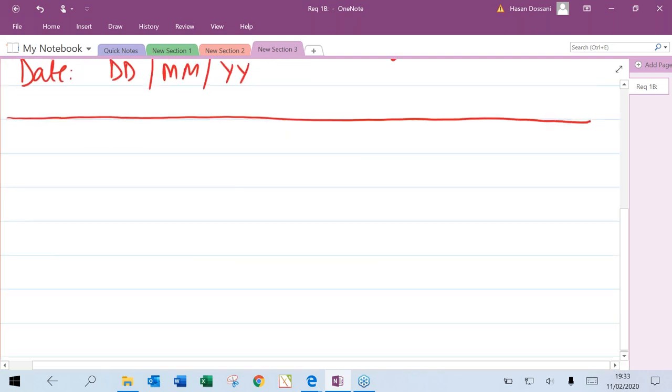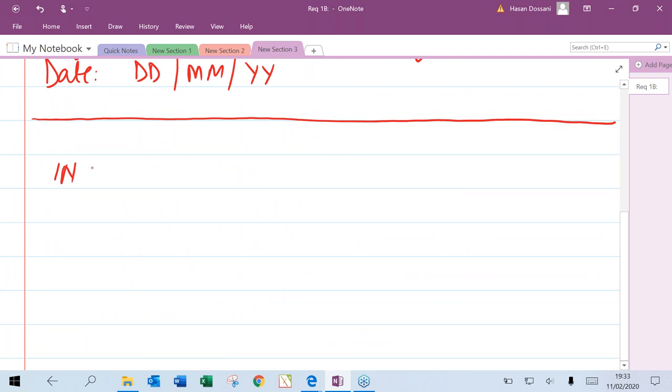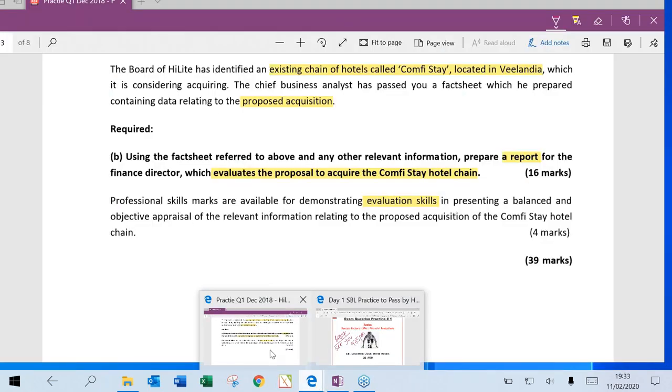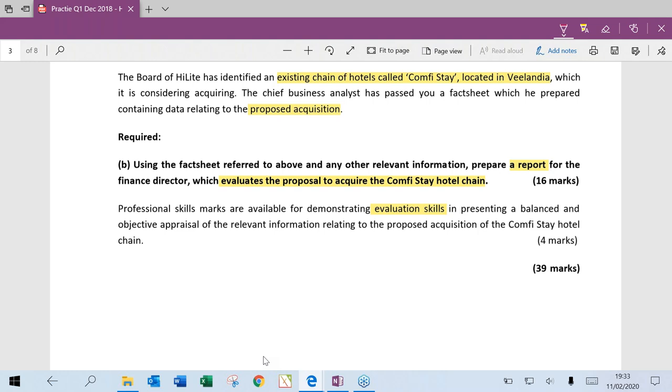And then we will give a heading introduction. Yesterday we did a briefing note, or a briefing paper. There was no heading of introduction there, just two lines of opening paragraph. In a report, we give a heading introduction and then we just give an opening paragraph. And where do we pick the opening sentence from? Again, I can draft the opening sentence from the requirement. This report evaluates. Can you pick from the requirement these lines?